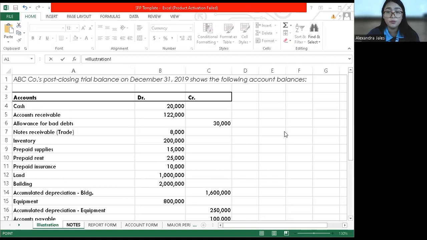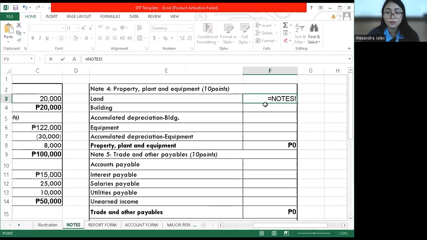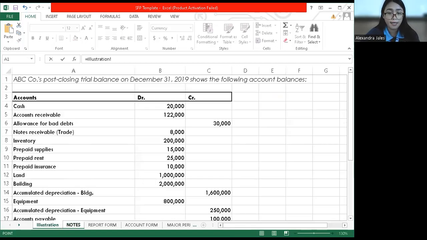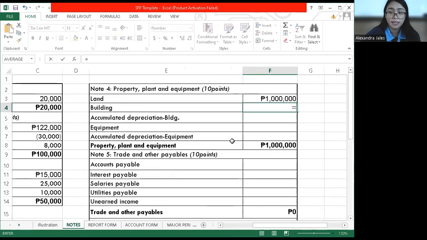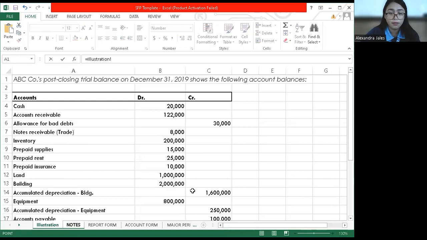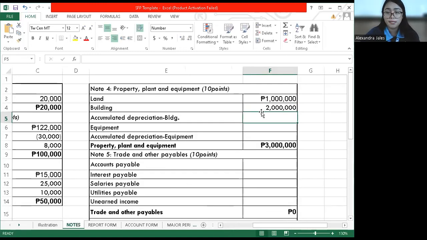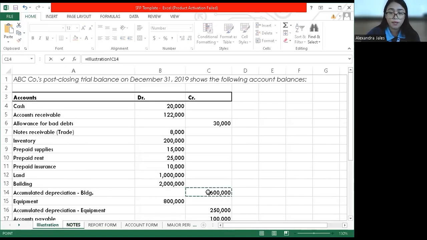So again, let's continue. We have here land. How much is the land here? It's 1 million pesos. And for the building, how much is the building? That would be 2 million pesos. And for your accumulated depreciation on the building, that would be 1,600,000 pesos, and take note, it is under credit. That means your asset decreases. An asset decreases when it is credited.